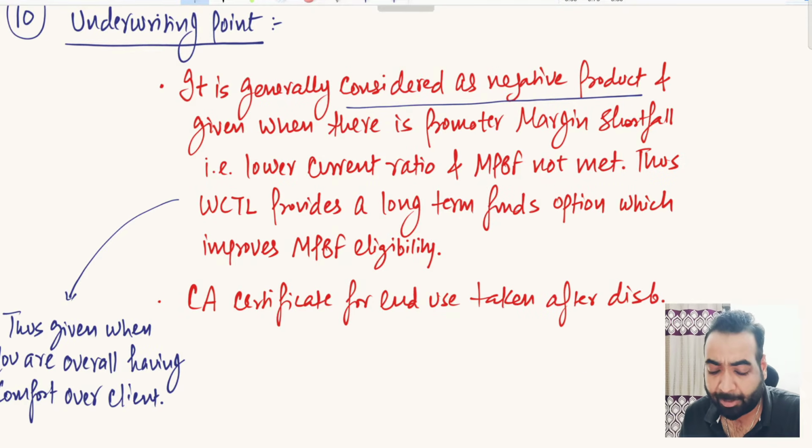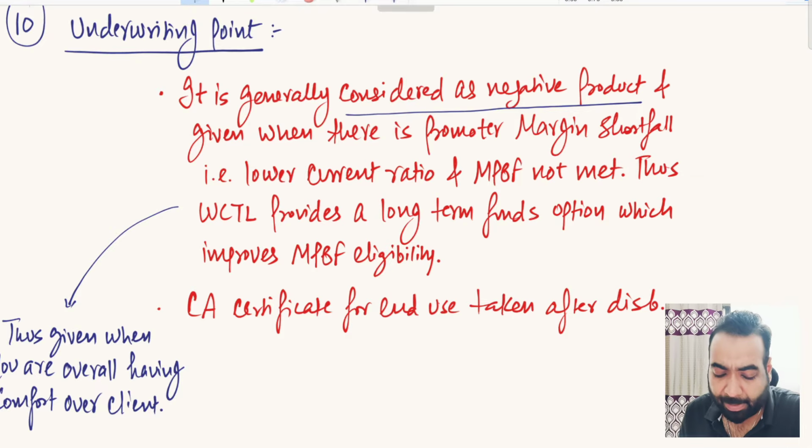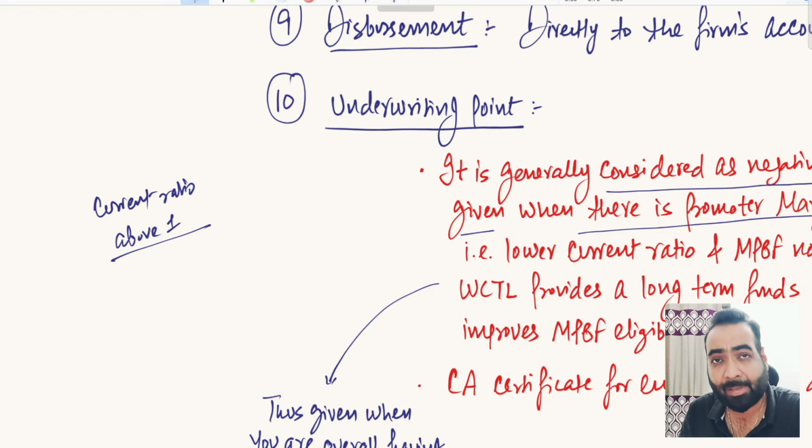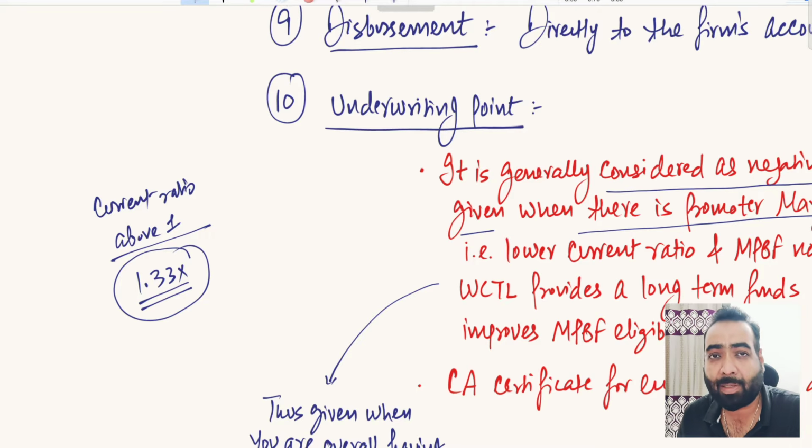Why is it considered as a negative product? Because WCTL is given generally, not always, generally when there is promoter margin shortfall in the business. When we assess the balance sheet of any entity, we need current ratio above 1. And if we are assessing the limits under MPBF method second of Tandon committee, we need minimum current ratio of 1.33x, right? Which would mean that long-term funds need to be infused in the working capital of the business so that the current ratio can reach up to 1.33x level.